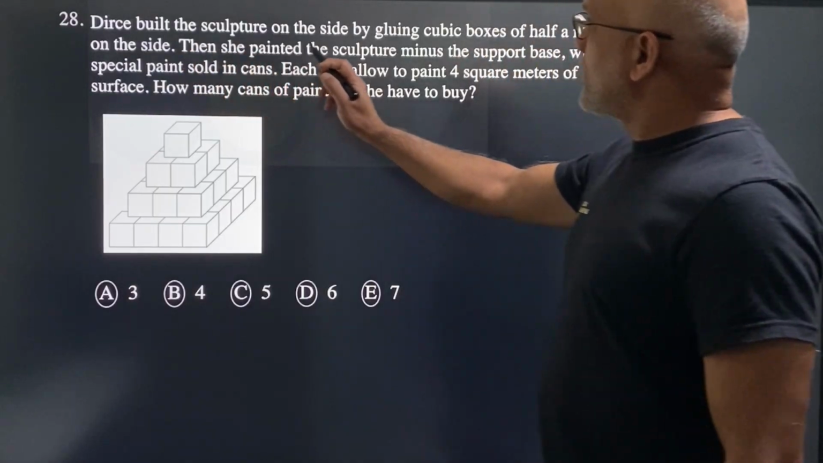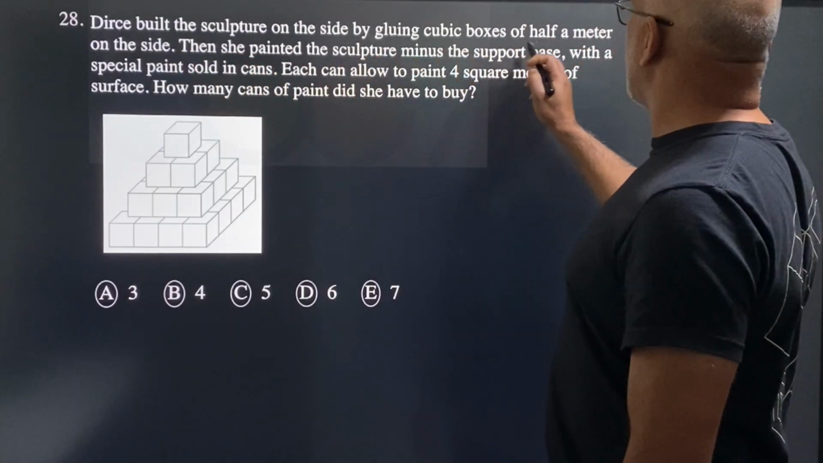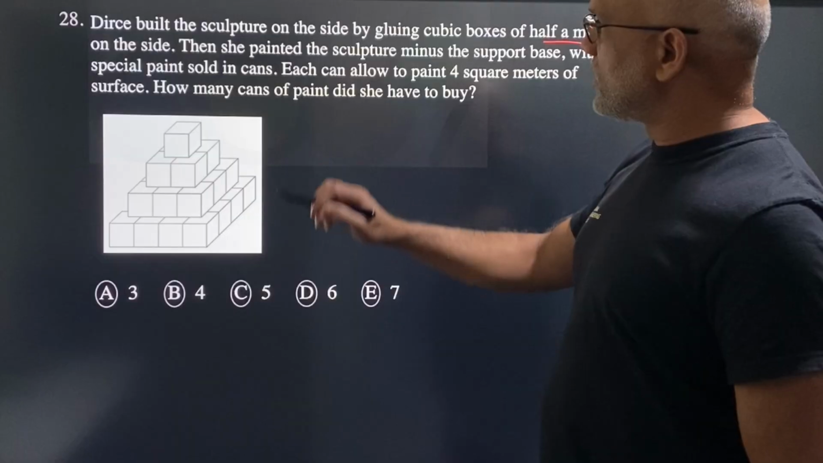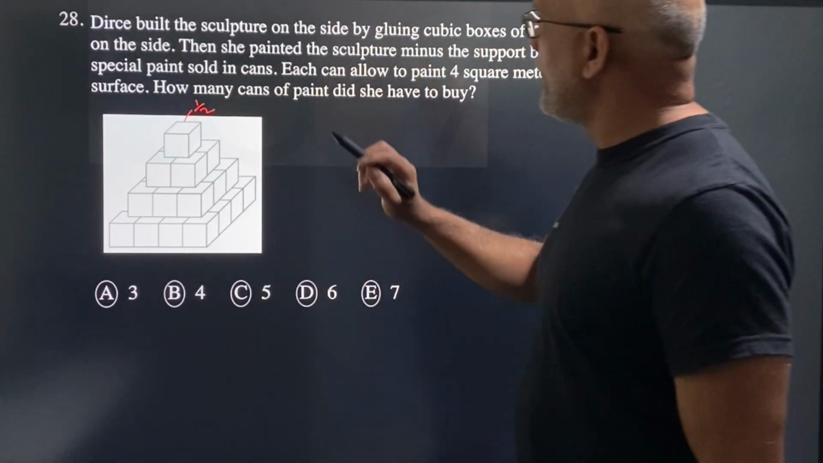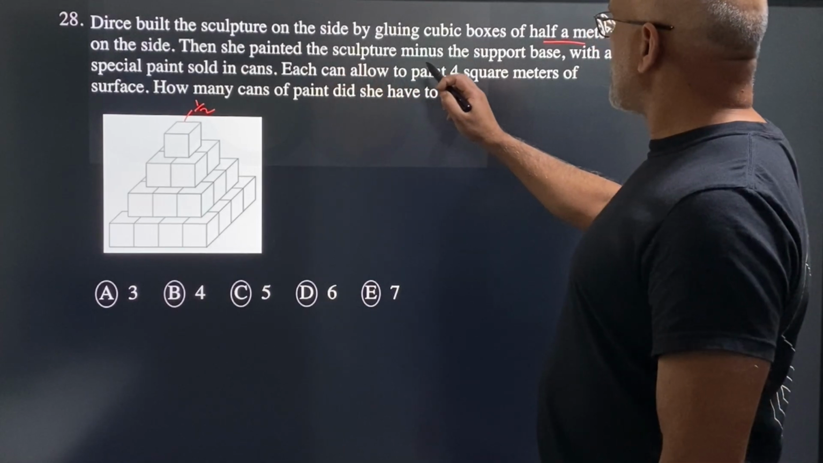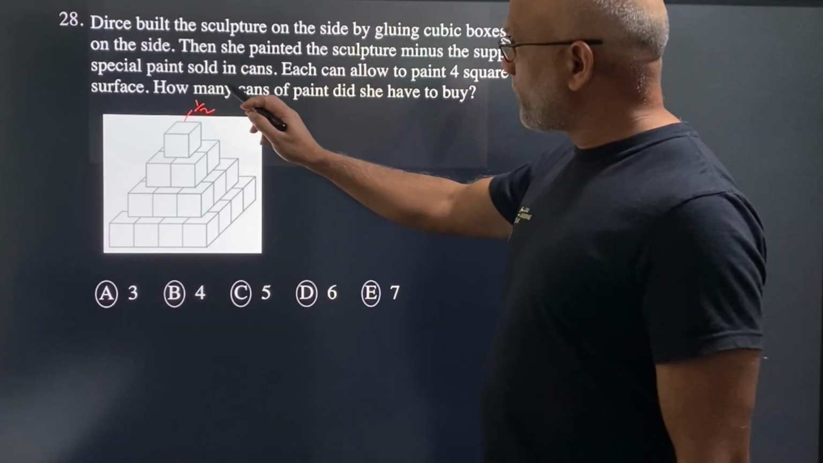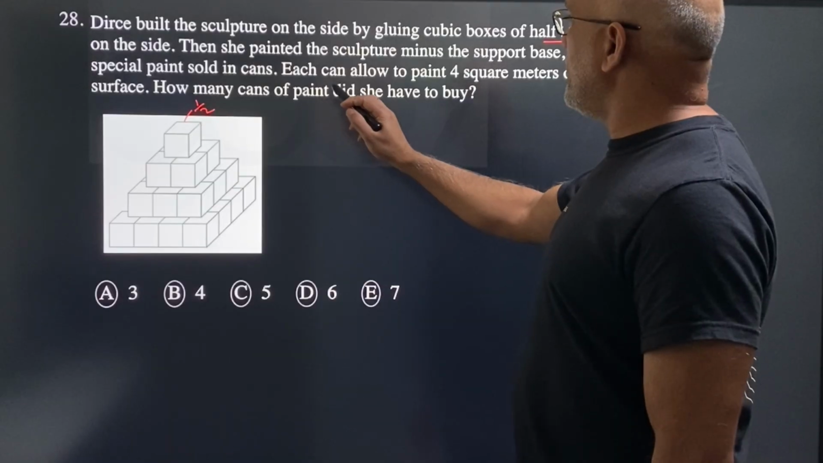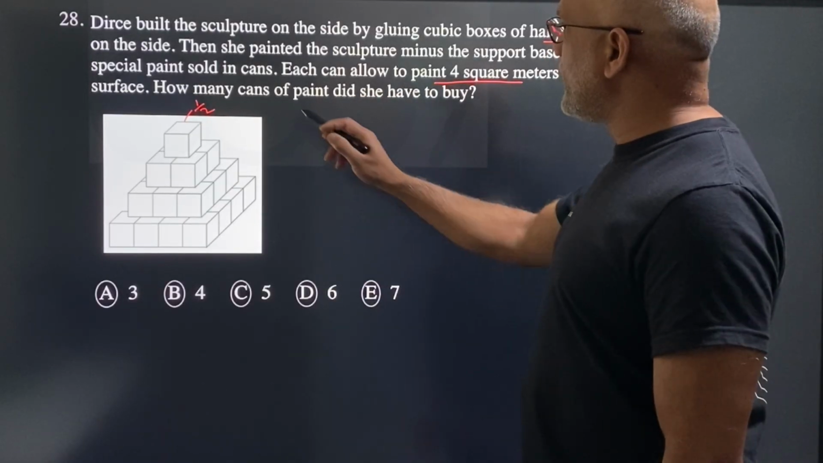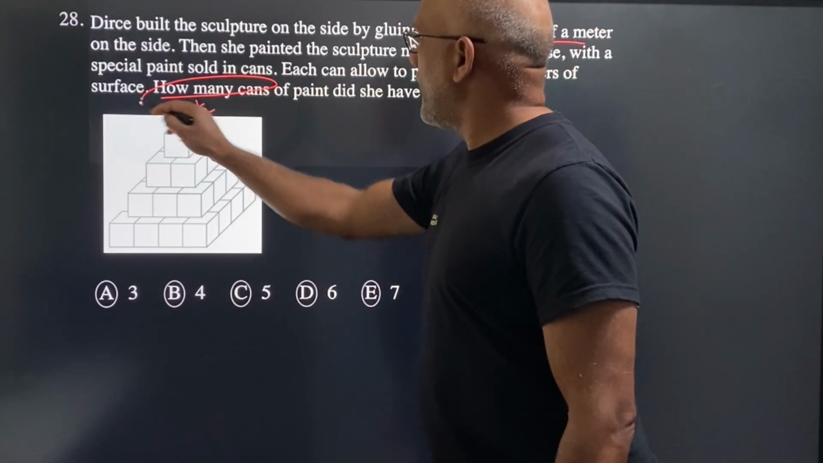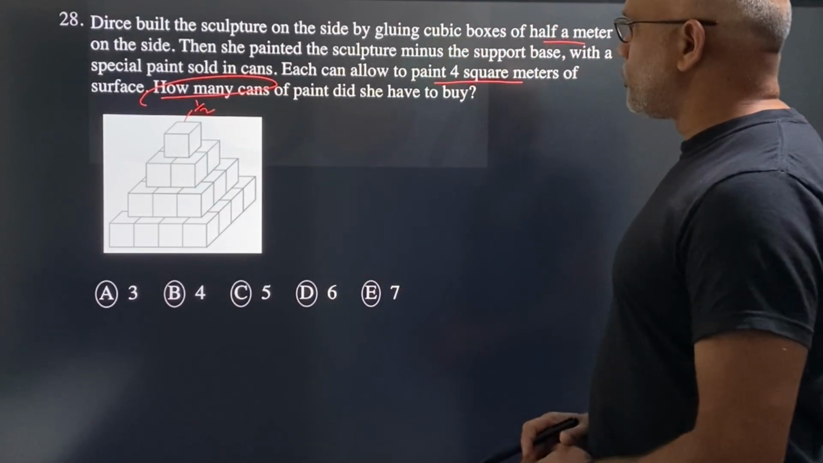D. Build the sculpture on the side by doing cubic boxes of half a meter on the side. So this side basically is half. Then she painted the sculpture minus the support base with a special paint sold in cans. Each can allows to paint 4 square meters of surface. How many cans of paint did she have to buy?